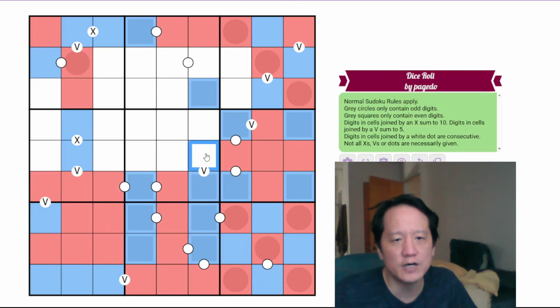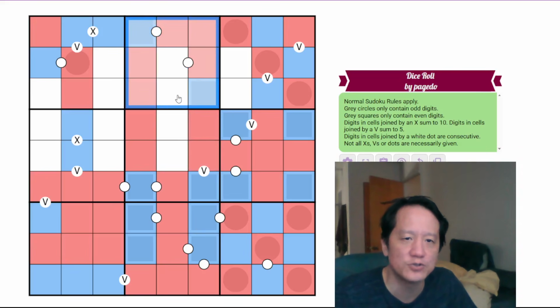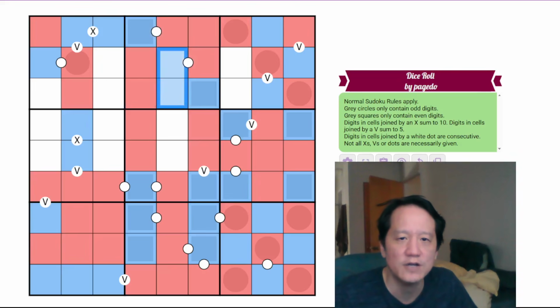We have 4 evens in column 4 and column 6, so the rest are odd. So this is odd, and this is odd. We have 5 evens in this top central box, so the rest must be evens. So that's even there.